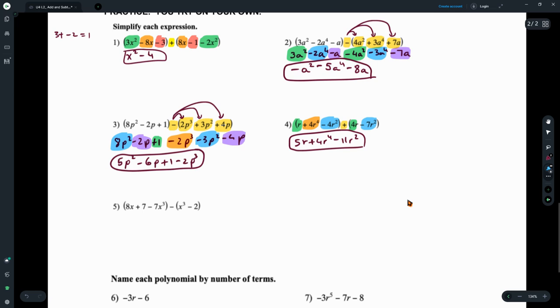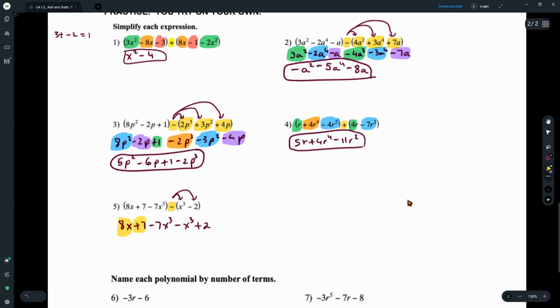The last one here of this type at least is negative. So you have to distribute the negative sign in, distribute, distribute. So 8x stays there, plus 7, minus 7x cubed, minus x cubed. Now the negative goes into the negative 2 and becomes positive 2. It changes the sign. Now you combine: 8x stays, there's no other x there.